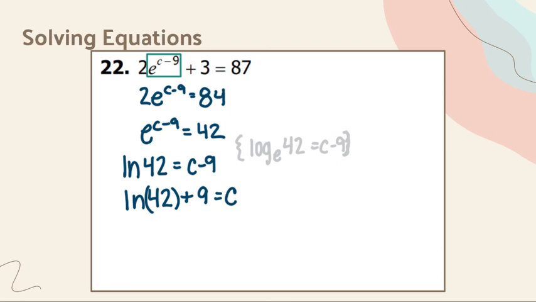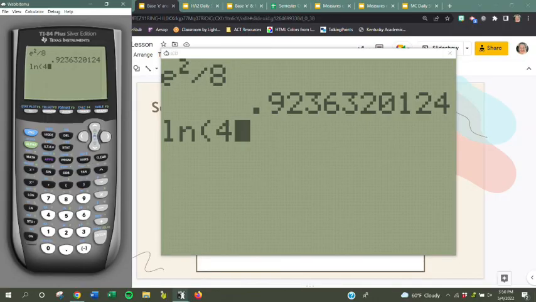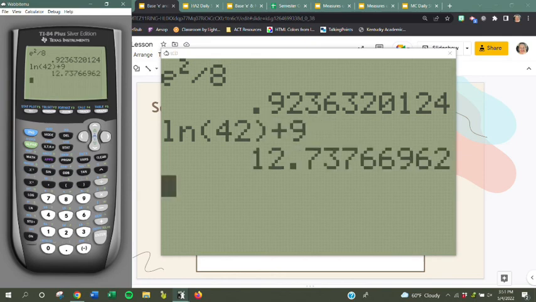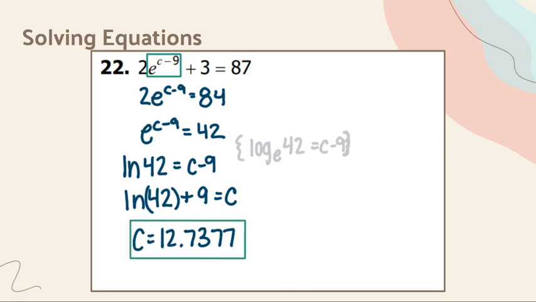So in your calculator, you're going to type in natural log of 42 plus 9. So we'll go ahead and show you what that looks like. Natural log 42 end parentheses plus 9. So our answer to this problem should be 12.7377. c equals 12.7377. And because this was exponential, we do not have to check for extraneous solutions. This is the solution to the problem.